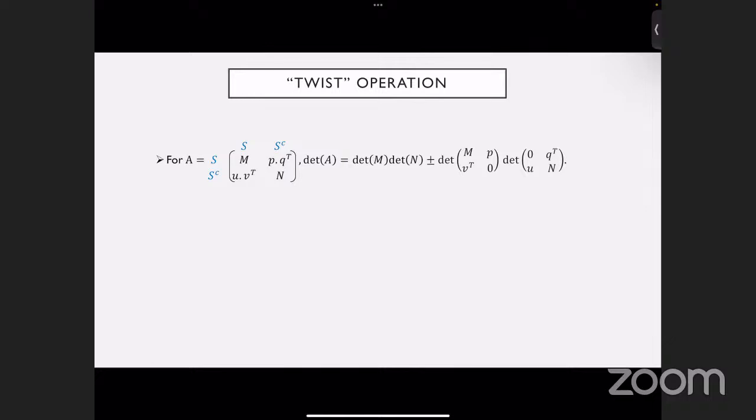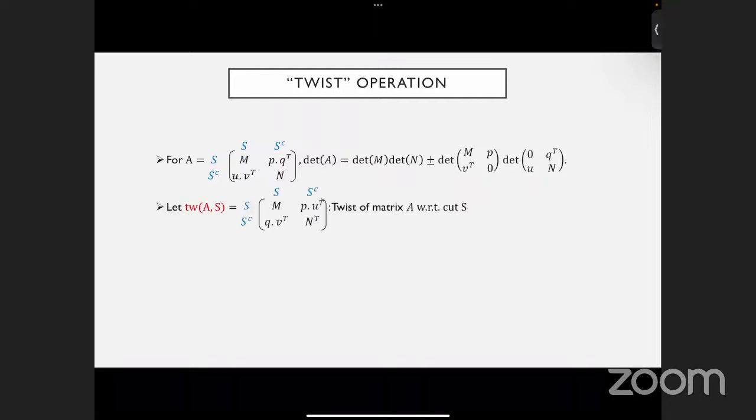Ahmadiyya presented this operation, and we call it twist for the following reason. Now we have an input matrix which has a cut S. From the previous slide, its determinant can be written as this. Now we define the twist of matrix A with respect to cut S to be this following matrix.